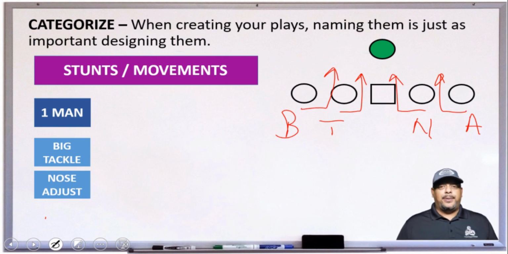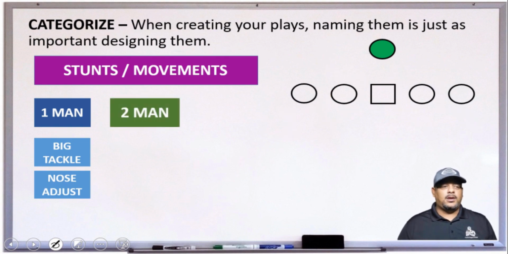All right? But in order for me to get them to do that, I have to call each individual. I may just want one guy to move. So if I want one guy to move, I just call his position name. All right. So now we're into our 2-man.